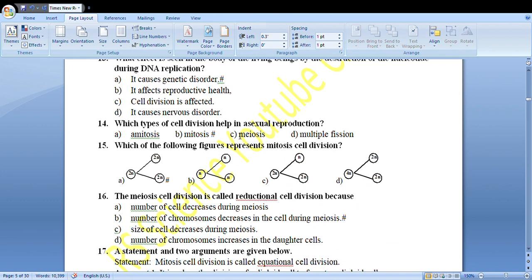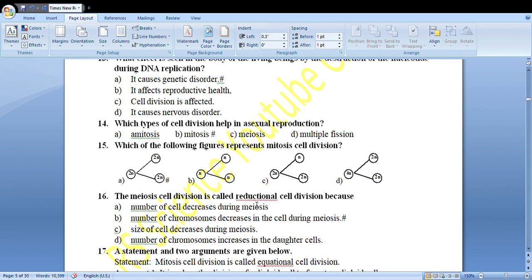Which type of cell division helps in asexual reproduction? Mitosis helps in asexual reproduction. Which of the following figures represents mitosis cell division? Mitosis cell division gives diploid cells, dividing to form two diploid cells, so from 2n to 2n. So this is the correct answer.